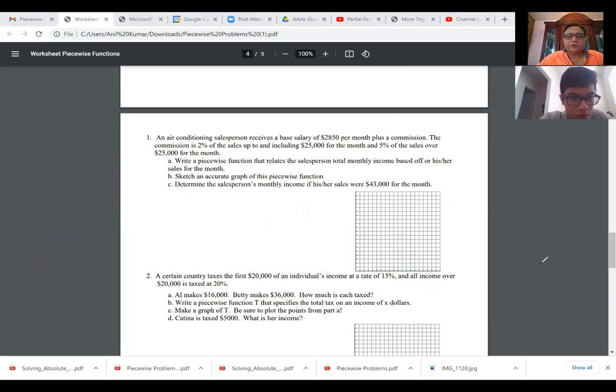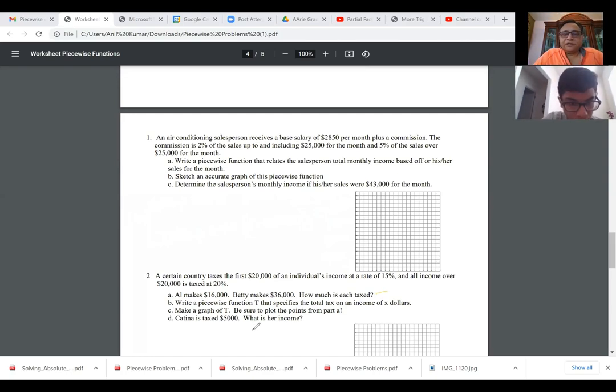Next question. Can you please read the question? Certain country taxes the first 20,000 of an individual's income at a rate of 15%, and all income over 20,000 is taxed at 20%. Al makes 16,000, Betty makes 36,000. How much is each taxed? Write a piecewise function T that specifies the total tax on an income of X dollars. Make a graph of T. Be sure to plot the points from part A. Katina is taxed 5,000. What is your income?